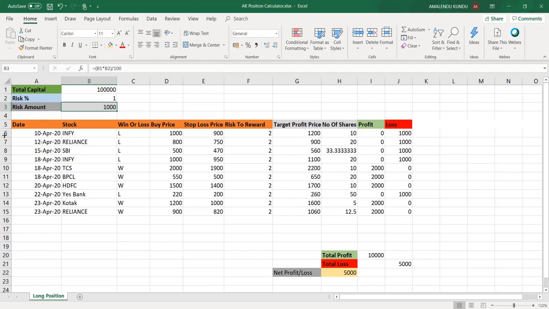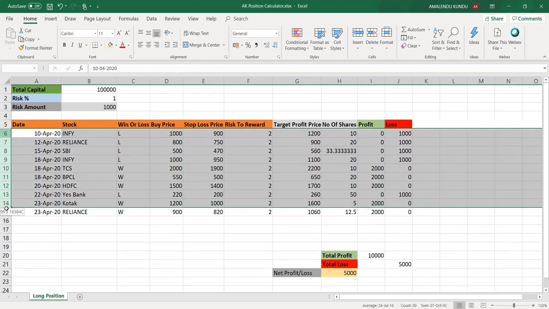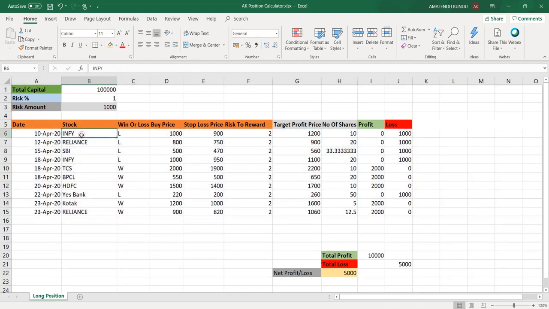So in this April month, I have taken 10 trades, let's say, and out of these 10, only 5 are lost and 5 are wins. So it's a 50-50 win to loss ratio. Okay, so 50% of the time I won, 50% of the time I lost. But now whatever my buy price is, whatever my stop loss is, and remember that I am maintaining here the risk to reward ratio of 2.